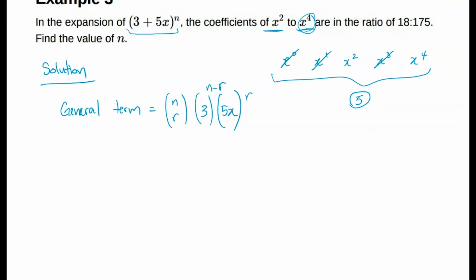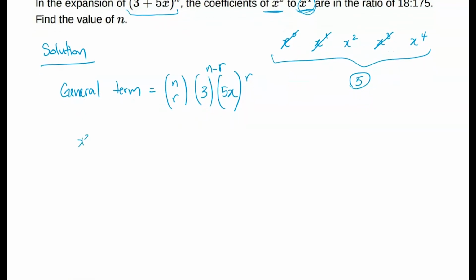Now I want the coefficient of x squared. So let me write down the x squared term. The good thing about this expansion is that there is only one bracket with x. So therefore, if I want the x squared term, I can straight away see that my r should be 2. So let's write that down. n choose 2, 3 to the power of n minus 2, (5x) squared.